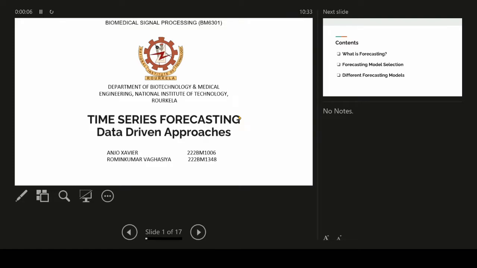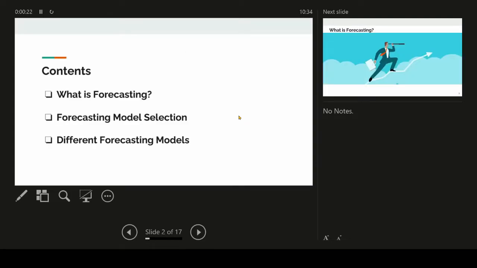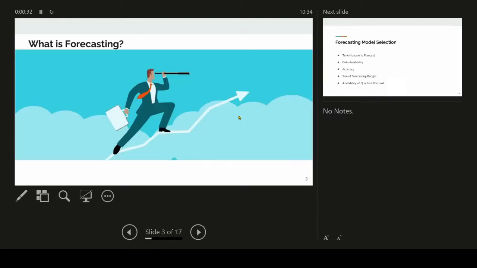Good morning all. Today we are going to take on our topic, that is time series forecasting, data driven approaches. Myself Anjo Xavier and my group mate Roman Kumar Vagasia. The contents are what is forecasting, forecasting model selection and different forecasting models. That is what we are going to deal with in this presentation.